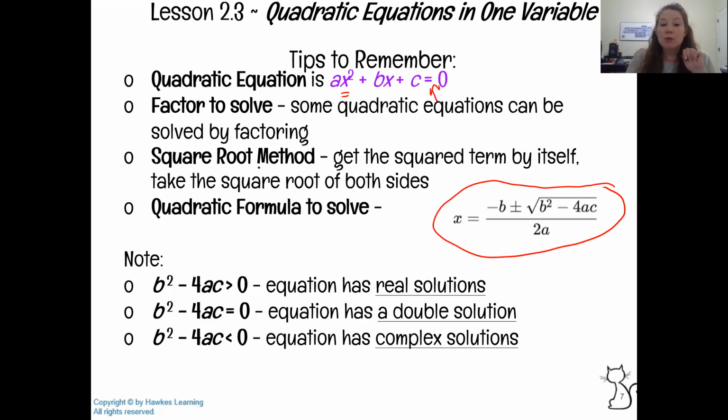Sometimes we can use the square root method: get the squared term by itself, take the square root of both sides. And then sometimes you have to use the quadratic formula. So this, what I circled, is the quadratic formula.